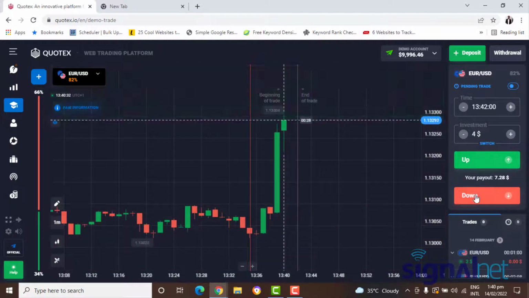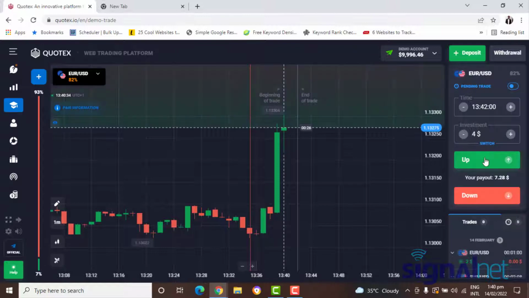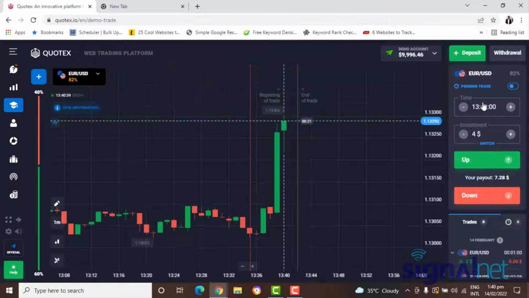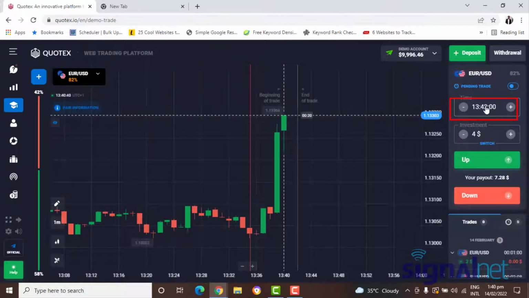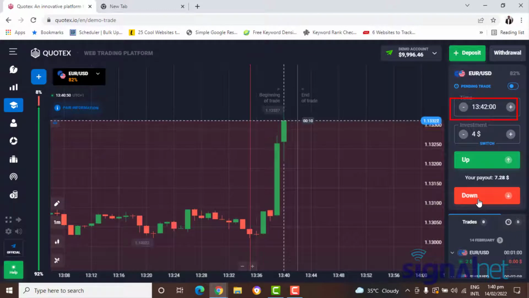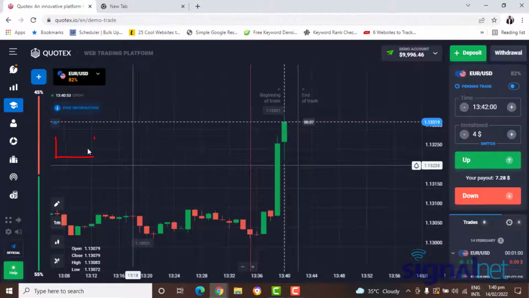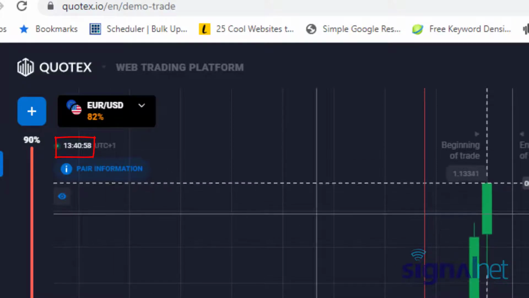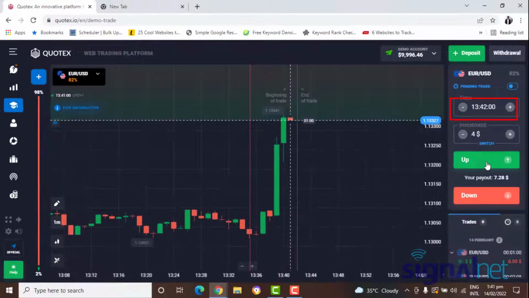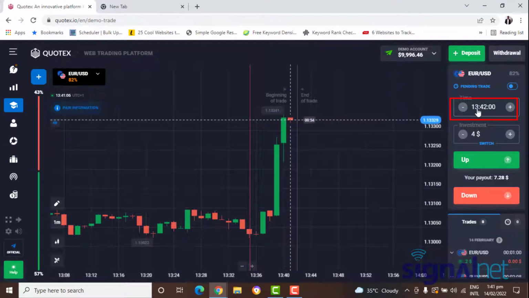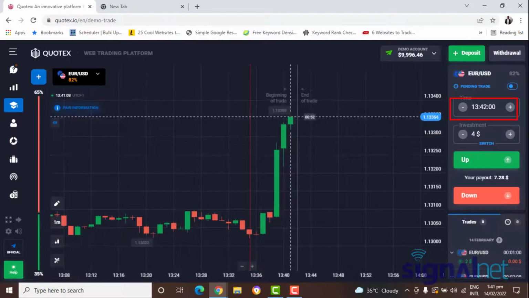So now the timing. Usually, if you click up, how long is the trade going to last? This time here, I'll show you how to change it. In this situation, if I click up or down, you can see this is 1342. If you come right here, you see this is 1340, 50 something. What it basically means is that if I click this at any time, it's going to end at this 1342. Now it's 1342, 8 seconds.